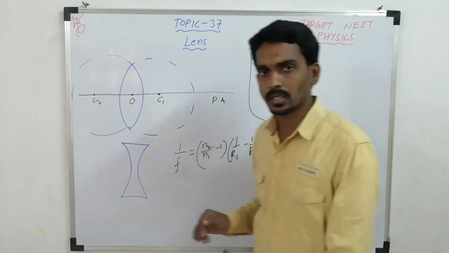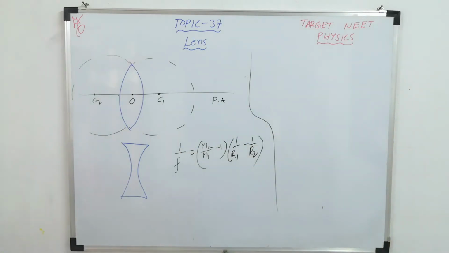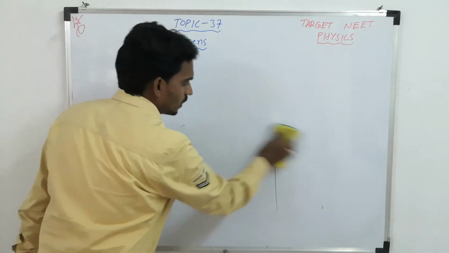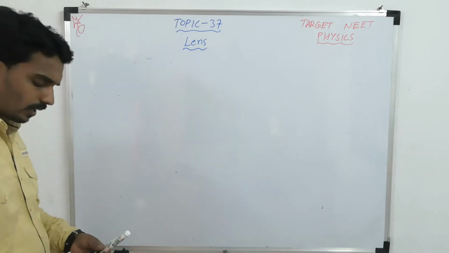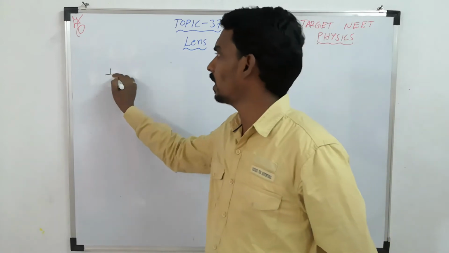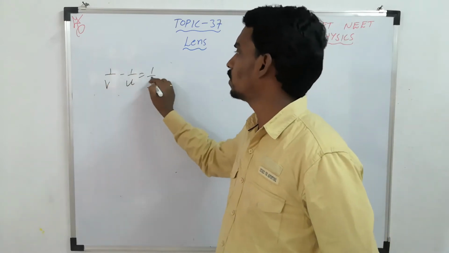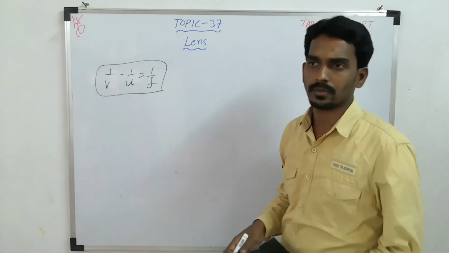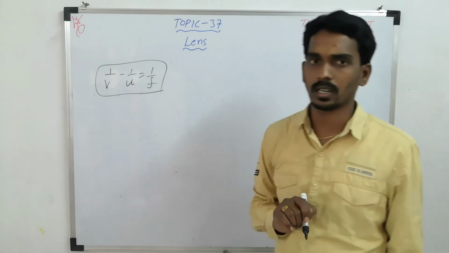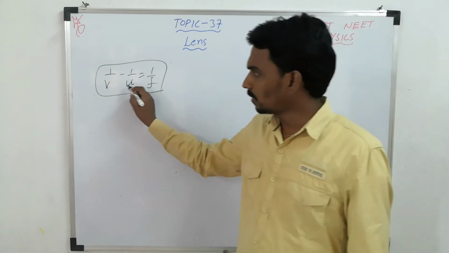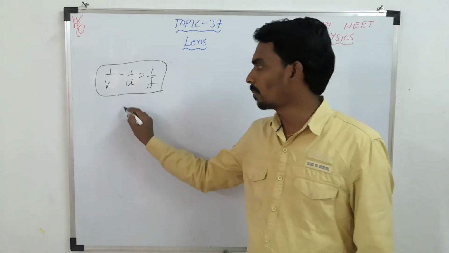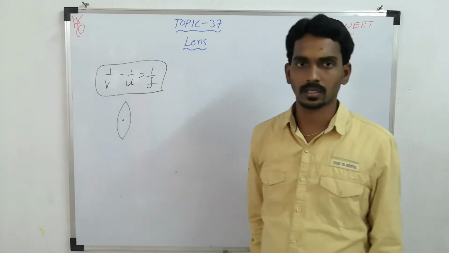Then if we go further, there is the lens formula, which relates the object distance and the image distance, given by 1/v - 1/u = 1/f. Here v is the image distance, u is the object distance, and f is the focal length. The distance of the object or image we always measure from the optical center.